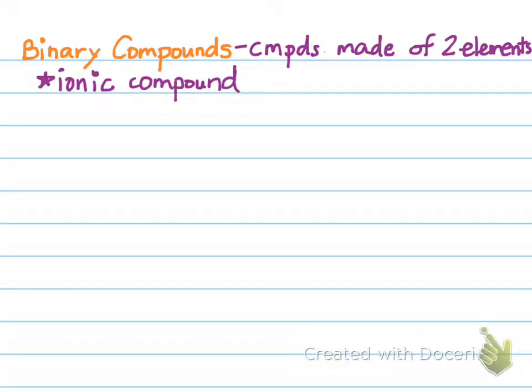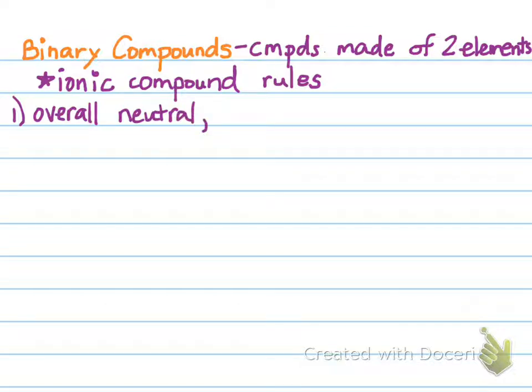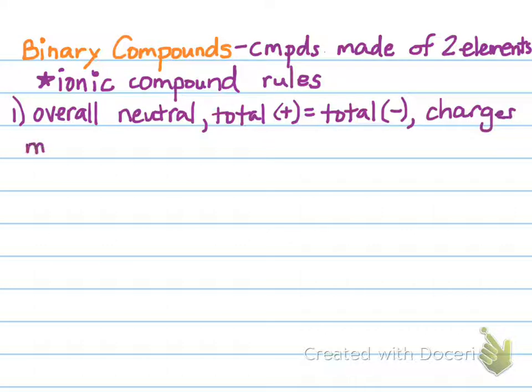And remember that there were a couple rules about writing formulas for ionic compounds that we discovered on one of our ChemQuests. One of those rules is that they have to overall be neutral. So remember, that meant that our total positive charge equaled our total negative charge. Another way to say that is that the charges must balance.